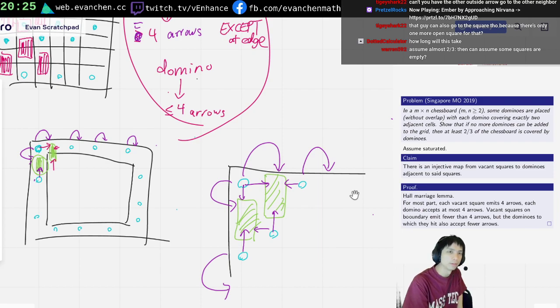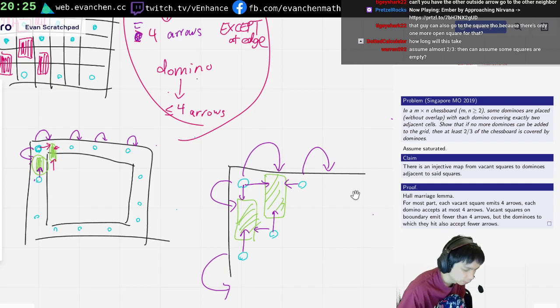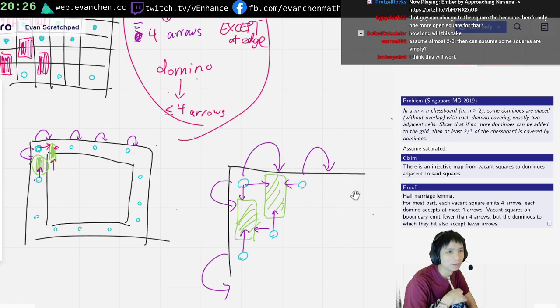Assume almost 2/3, then can assume... Oh, yeah, I might get a bit of extra leverage from... I don't know. Does this work? The problem is now this works if there's only one corner. You can point everyone away. But now I'm worried that there's multiple corners and they conflict with each other, so you end up having some domino that's pushed in from more than one angle.